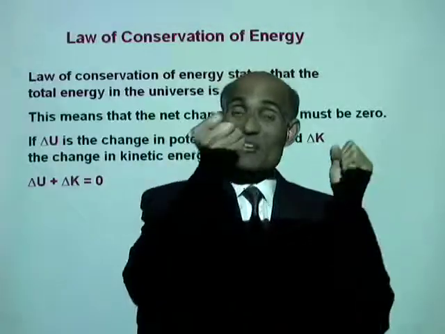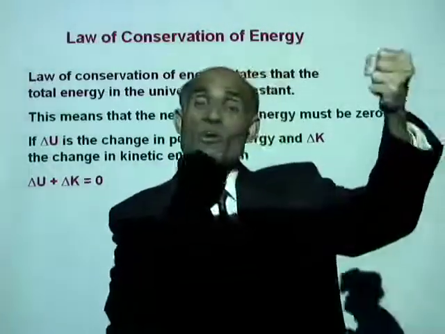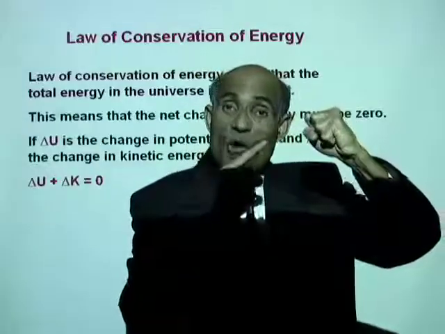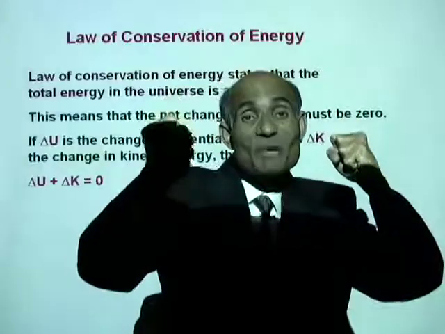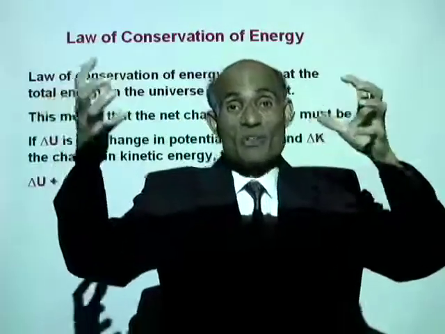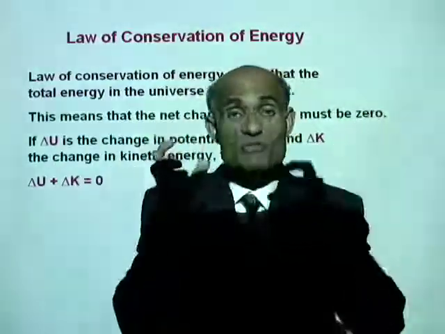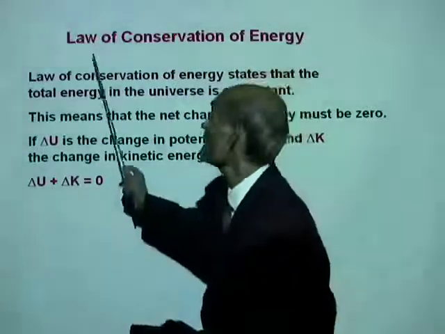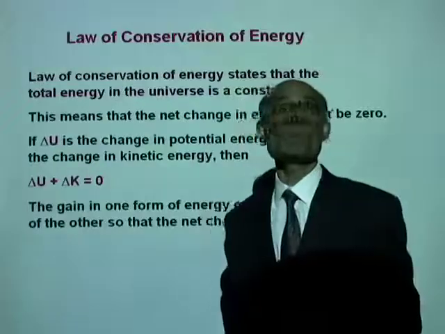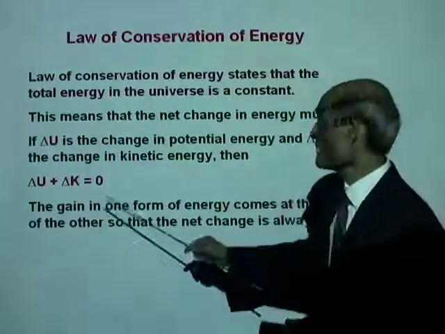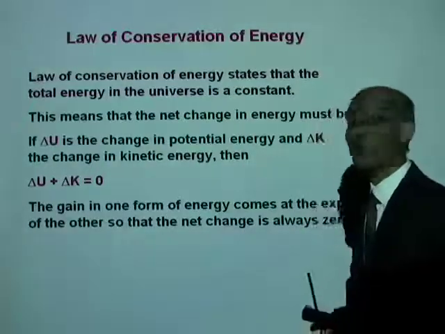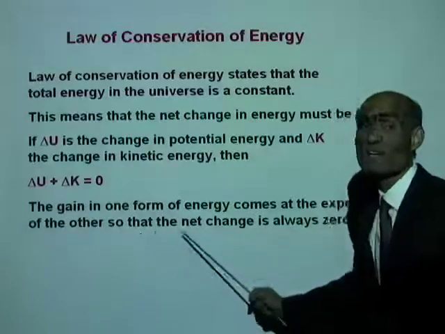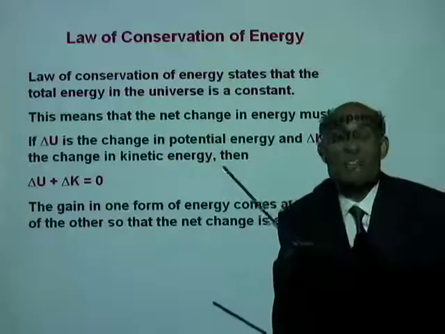There will be a change in the potential energy, there could be a change in the kinetic energy, but a change in one form comes at the expense of the other, so that if you add all the changes, the total change will be zero. That is the essence of the law of conservation of energy. The gain in one form of energy comes at the expense of the other, so that the net change in energy is always zero.